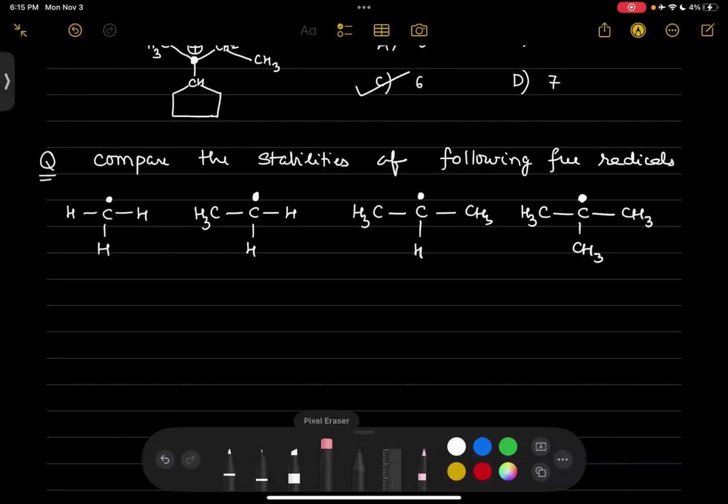Got it? Homolysis means what? The bond is cut equally, and the two bonding electrons are split, one electron given to each atom. Okay. So how are free radicals generated, and what are free radicals?